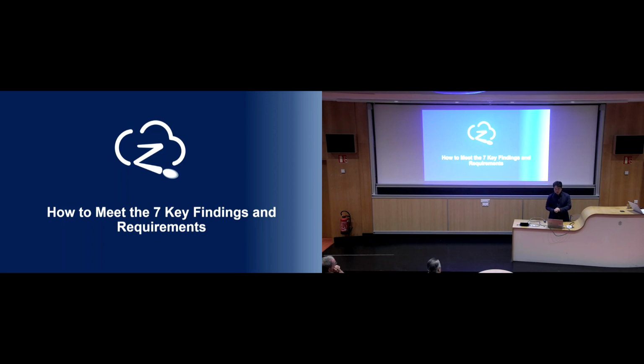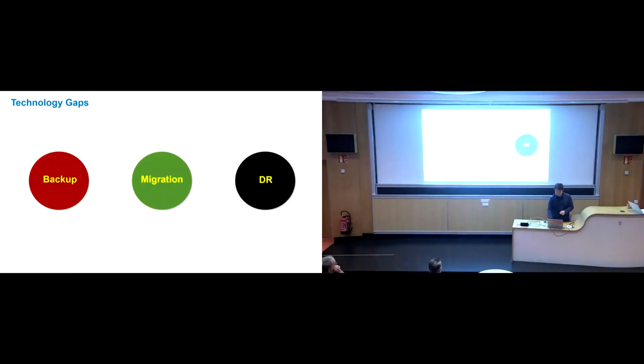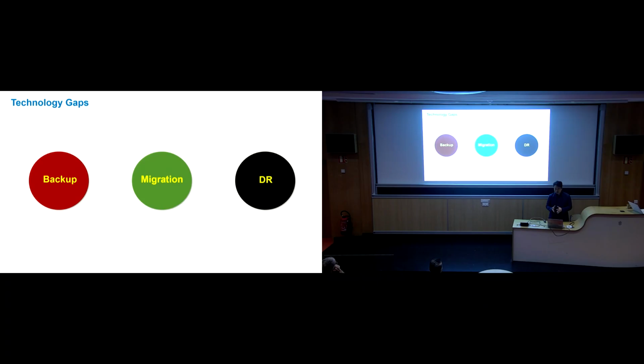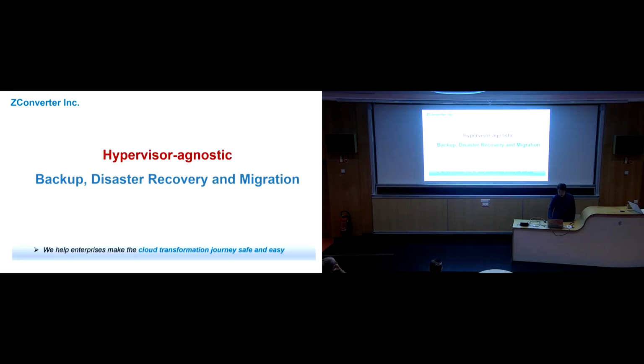Let me talk about how to meet the 7 key requirements. As we worked to address all these requirements, we identified 3 technology gaps in OpenStack: backup, disaster recovery, and migration capabilities. As I said, ZConverter has hypervisor agnostic backup, disaster recovery, and migration technology. We integrated these three capabilities in OpenStack.